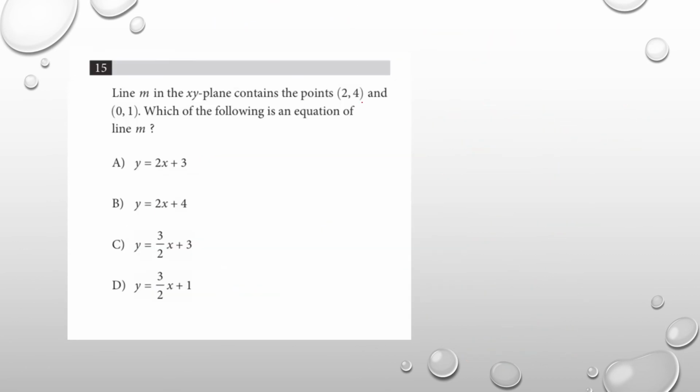Next up, question 15, and our last question. Line M in the xy plane contains the points (2, 4) and (0, 1). Which of the following is an equation of line M?